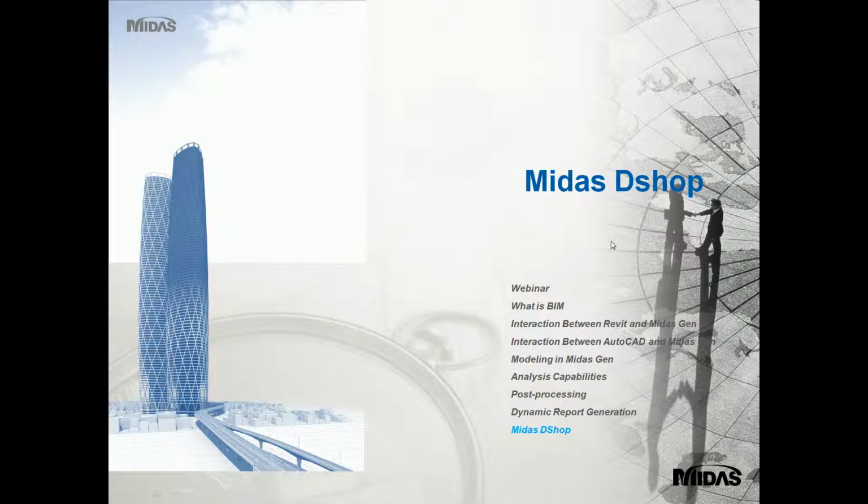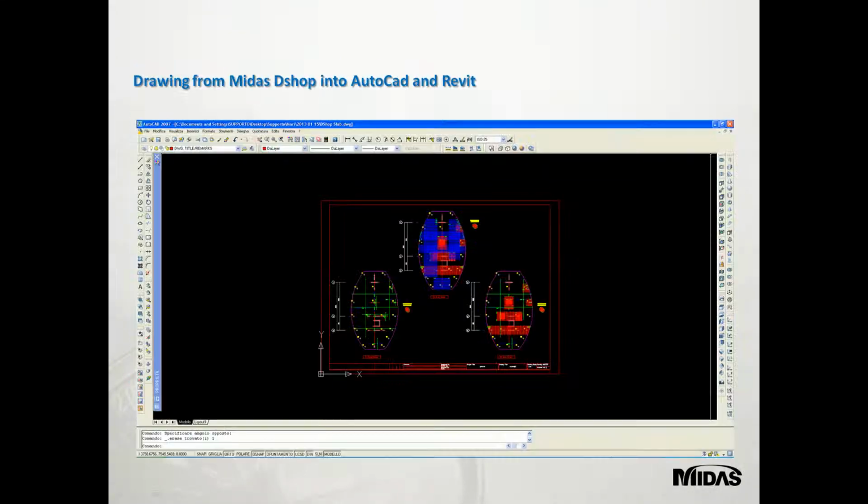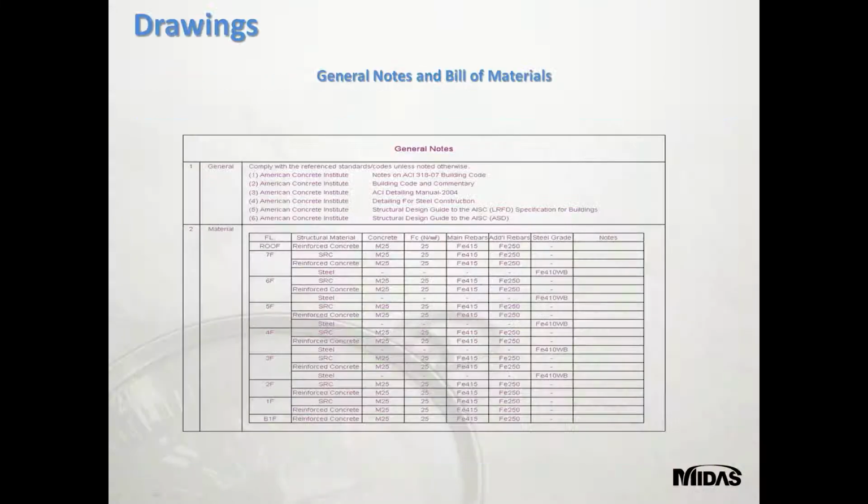Now I will show you Midas Dshop briefly. Midas Dshop generates structural drawings. The export from Midas Dshop can be in DWG or DXF format, so you can take it straight over into AutoCAD. It gives you layouts of the reinforcement, as you can see here. It can give you the reinforcement detailing, automatic placement of reinforcement bars reflecting constructability. Dshop also checks for the clear spacing of rebar as well.